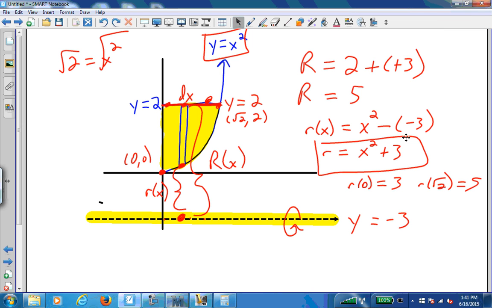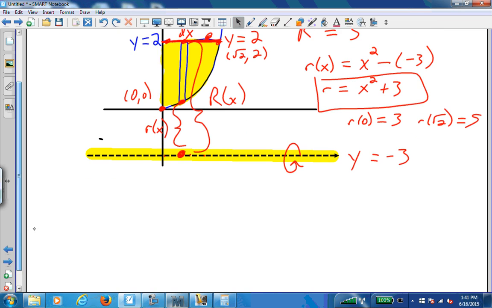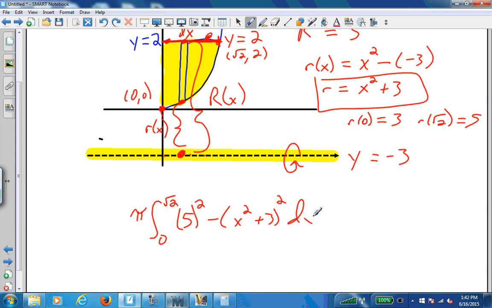So now that we have big R and little r, our volume is pi times the integral from left to right. Here x is 0, here x is the square root of 2, of big R squared minus little r squared dx.